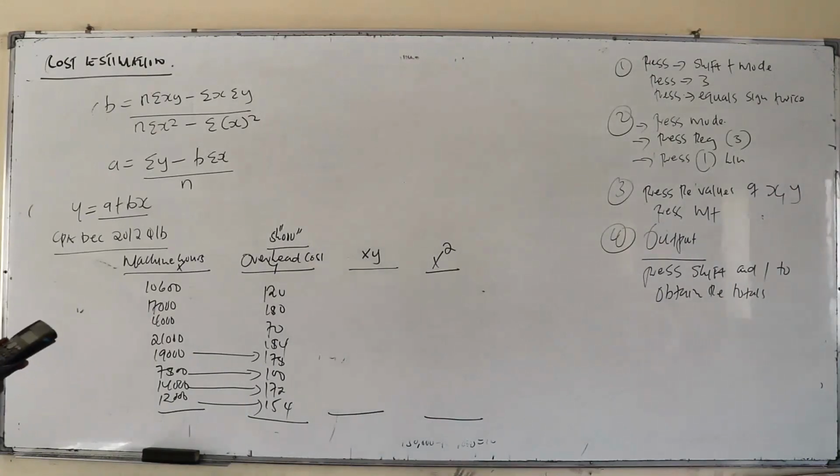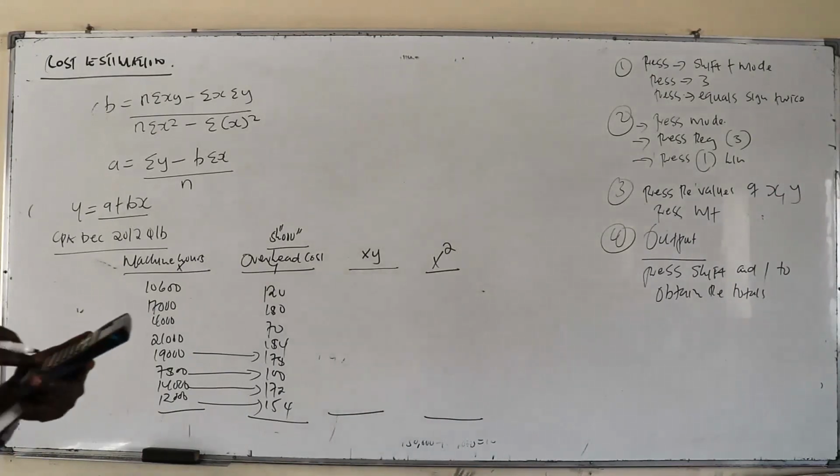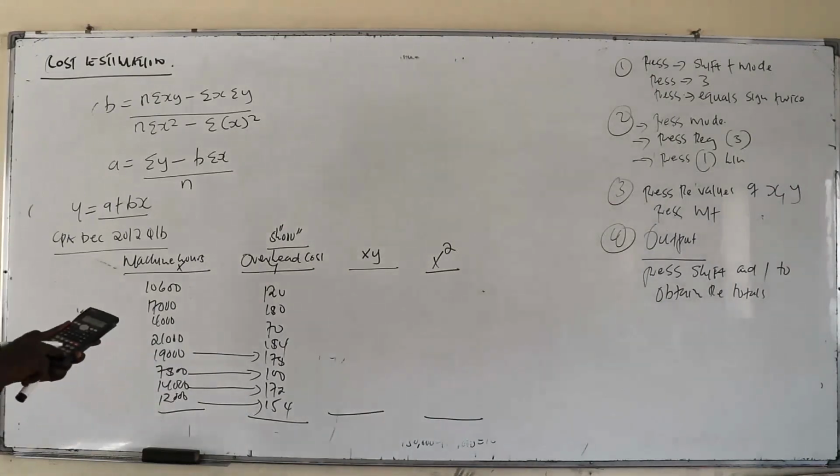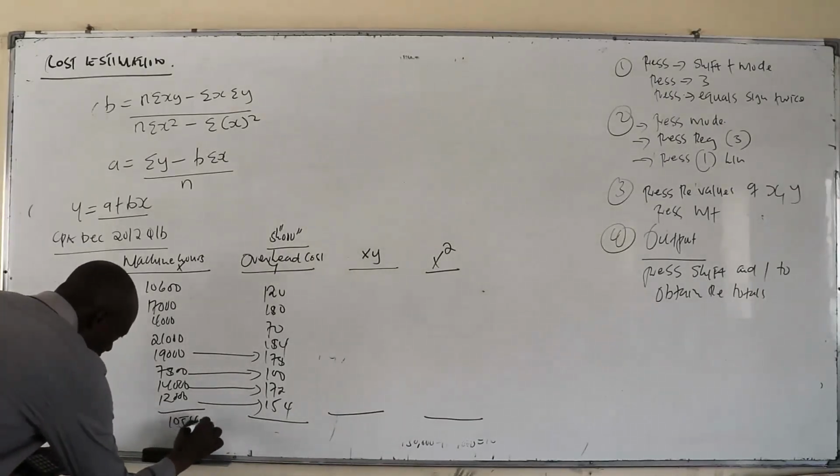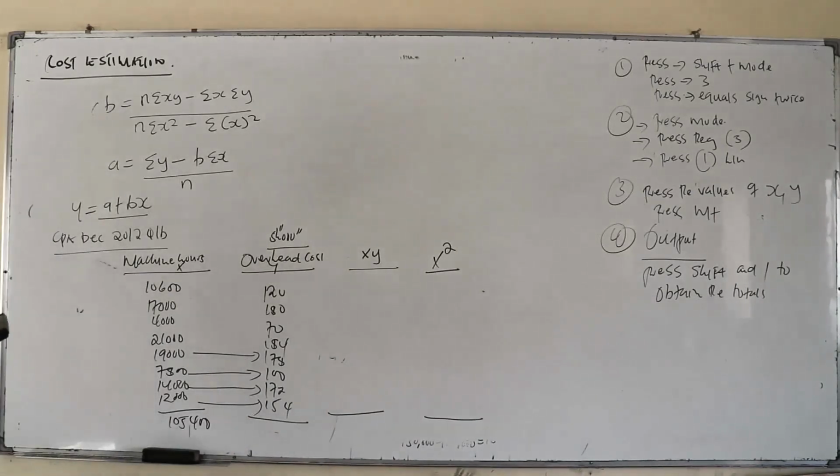Now you'll see the total summation of X. Summation of X is written as 2, so you press 2 and then the equal sign. You get 105,400, so you write 105,400 here. You again press shift and 1. We are getting the totals.